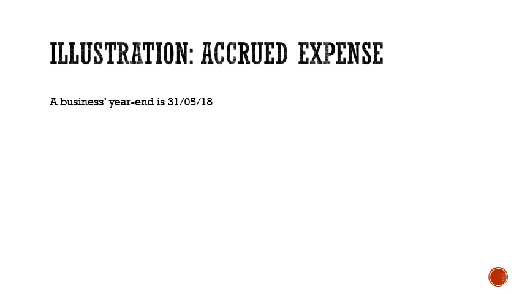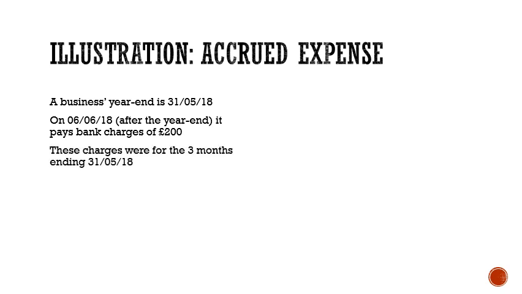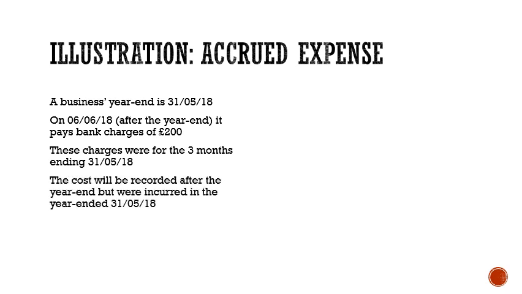Here we've got a business with a year end of 31st of May 2018, and just after the year end it pays bank charges of £200, all of which related to the 3 months ending 31st of May 2018. So that cost will be recorded in the cash book after the year end, but it relates to costs that were incurred in our year ended 31st of May 2018. So what we'll have to do is record an accrual so that that expense is recorded in the correct accounting period.